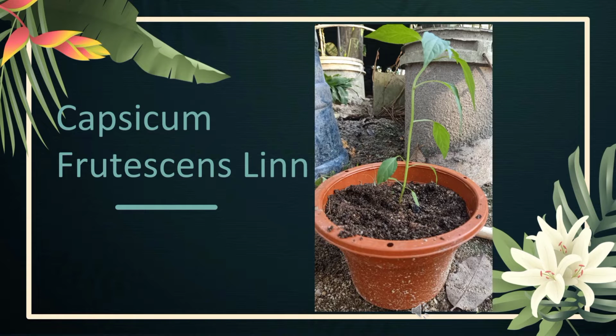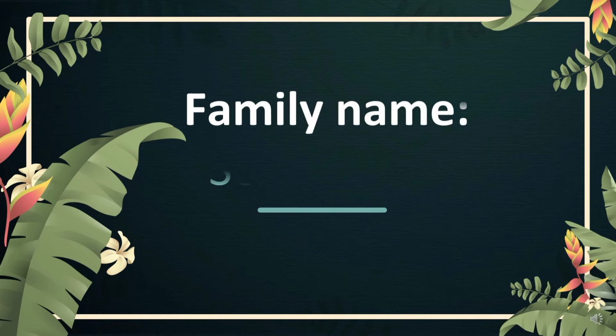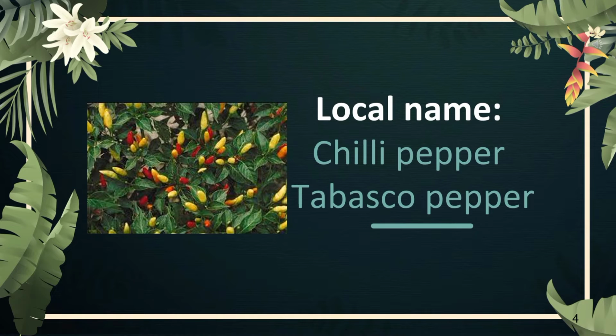The specific name for this tree is Capsicum frutescens Linn. Solanaceae is the family name for Capsicum frutescens Linn. Its local name is chili pepper or Tabasco pepper.